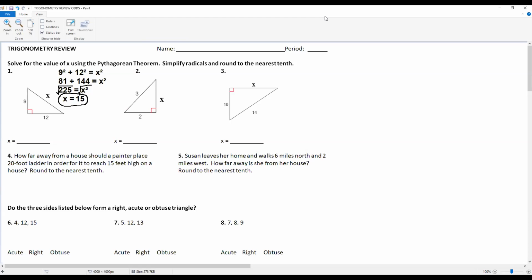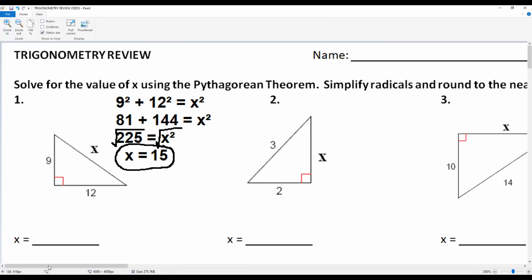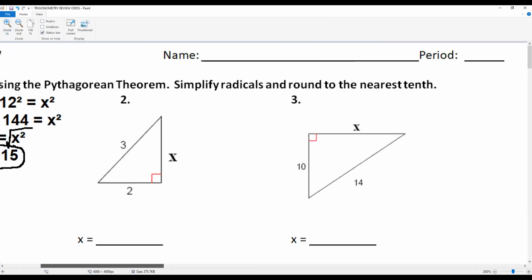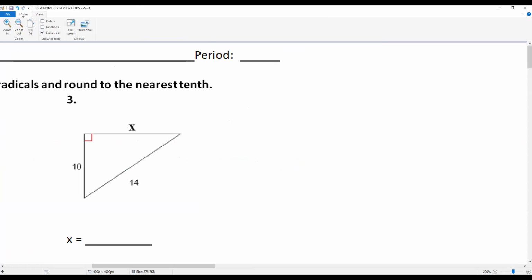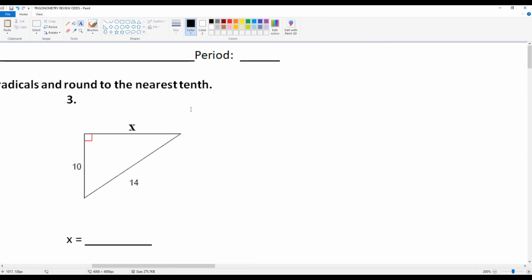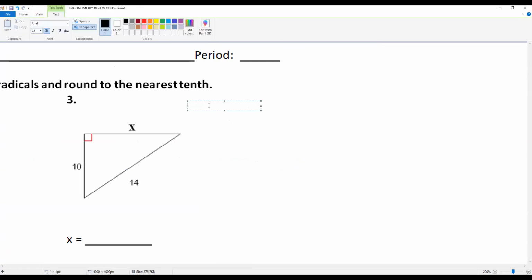I hear you. Let's go on to problem number 3. Now, this one is going to be a little bit different for a couple of different reasons. One reason is it's not going to come out pretty. It's going to come out really ugly. The other part of it that causes trouble is you've got a missing side that isn't the longest one. So we're going to have to put the x in the other place.